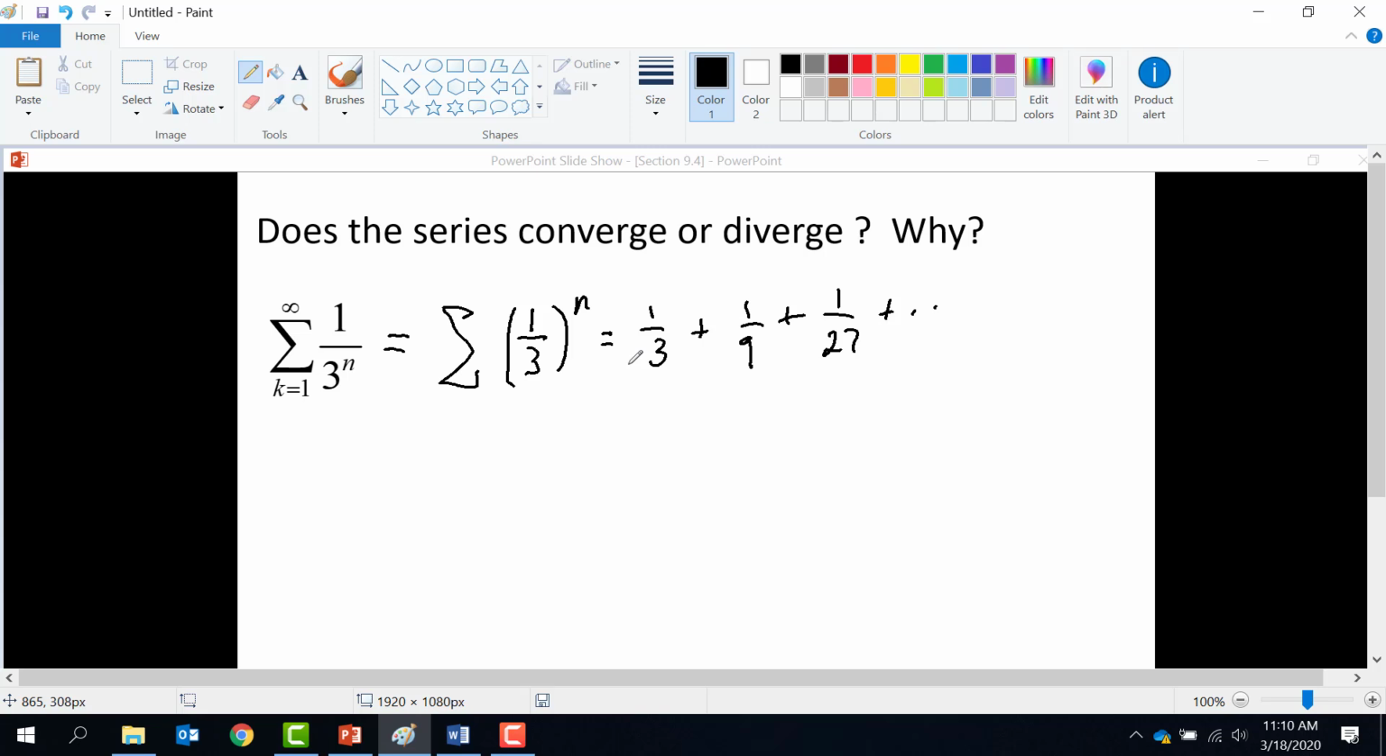So all the question asks is, does the series converge or diverge? Yes. In this case, we actually know what it converges to. It will converge to the first term, 1/3, over 1 minus the common ratio, 1/3, which is 1/3 divided by 2/3, which, if we multiply the numerator and denominator by 3, is 1/2.